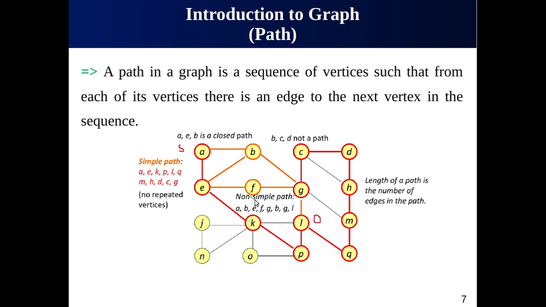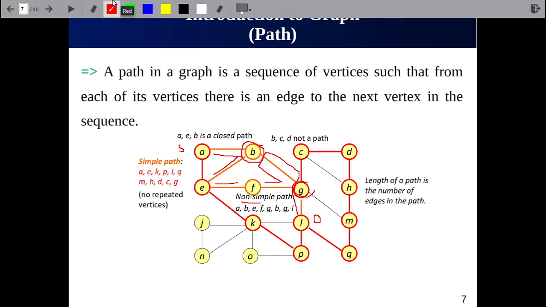And the sequence of nodes that we follow is mentioned here. From A, move to B. From B, move to E. From E, move to F. From F, move to G. From G, move back to B, and then again to G, and then to I. Or is it I or L? L. So you see, we have visited G twice. We have visited B twice. Repeated vertices are there, and this is known as a non-simple path.